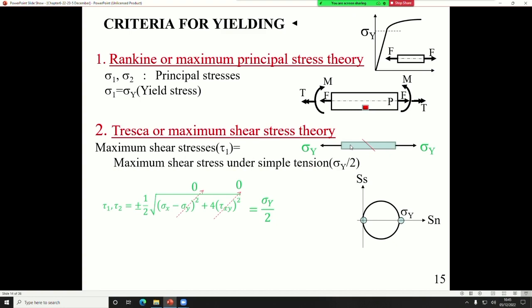Why in the slide equation have you crossed out sigma y being zero? Shouldn't it be sigma x being zero? No. In the slide where it says tau 1 and tau 2, you crossed out sigma y being zero. Sigma x equal to sigma y. I mean, please don't mix up little y with capital Y. This is the yield stress.